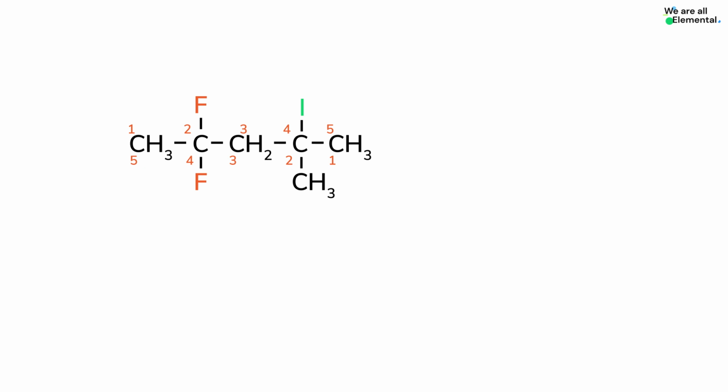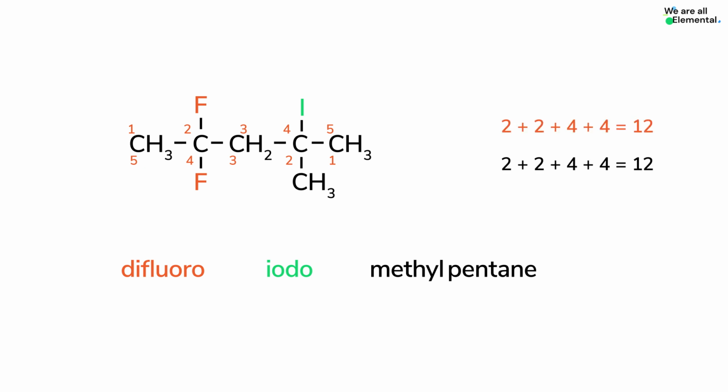In this example, the longest chain is a pentane. And we write pentane as the parent alkane. We identify the substituents, which are methyl, iodo, and 2-fluoro, that is difluoro. The lowest sum rule applies the same whether it's from left to right or right to left. So here the rule is the lowest position is given to the substituent which comes first in the alphabetical order.